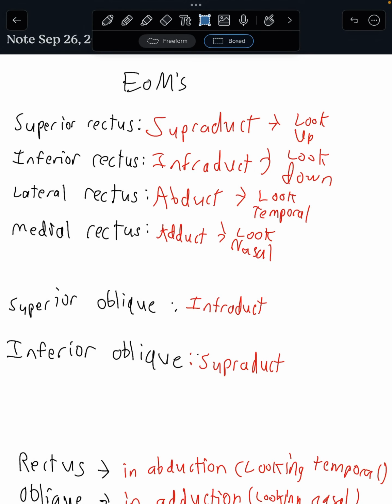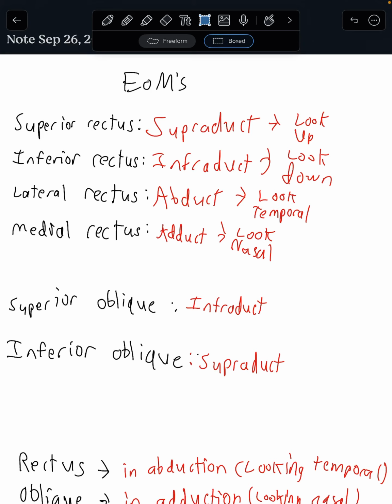Okay, so for the extraocular muscles, I want you to know what they do in terms of looking up, looking down. So the rectus muscles do exactly what they sound like they do, which is the superior rectus makes you supraduct, which makes you look up. Inferior rectus infraduct, so it helps you look down. The medial rectus helps you look towards your midline, so that's called adduction. And then the lateral rectus helps you look temporally, so to your side.